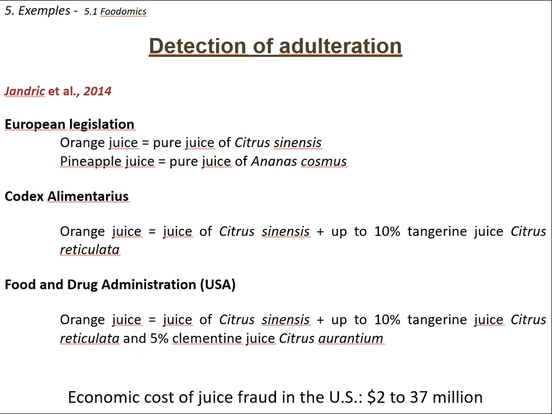The European legislation states that an orange juice is made of pure juice of Citrus sinensis, and pineapple juice is made of pure juice of Ananas comosus. The Codex Alimentarius states that orange juice is the juice of Citrus sinensis, but up to 10% of tangerine juice, Citrus reticulata. And in the USA, the Food and Drug Administration states that orange juice is the juice of Citrus sinensis, plus up to 10% of tangerine juice, Citrus reticulata, and 5% of clementine juice, Citrus aurantium.